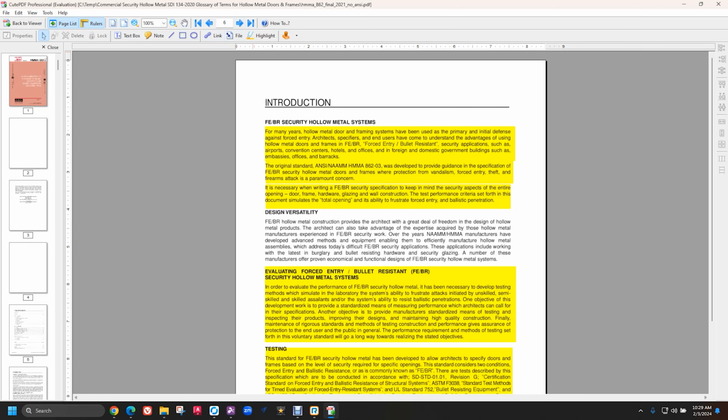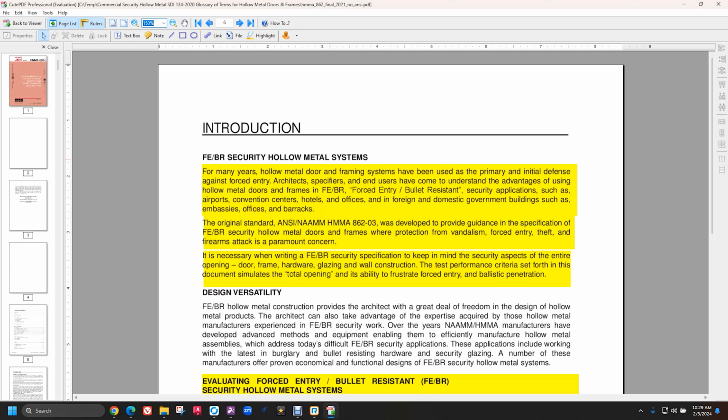Okay, so forced entry, bullet resistant security hollow metal systems for many years. And by the way, when you take a class on this stuff and pay lots of money, they usually trot these documents out. And they do exactly what I'm doing now. So I'm most certainly a fan of education. It's always a good thing.